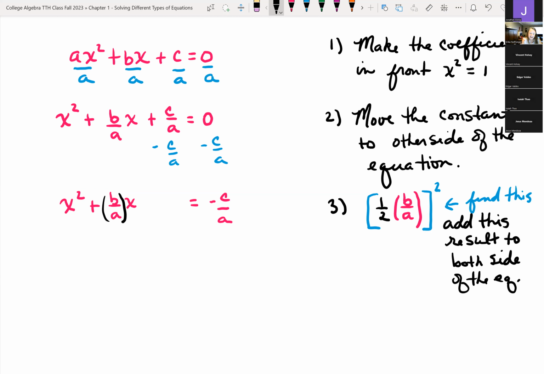Okay, so if I square 1/2 times b over a, I'm squaring 1 times b, which would give me b squared. I'm going to add this, all over 2a quantity squared. So 2a times 2a is 4a squared. So we have just created the one side to be a perfect square.